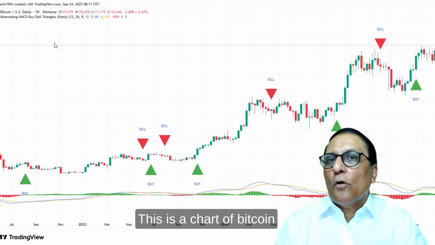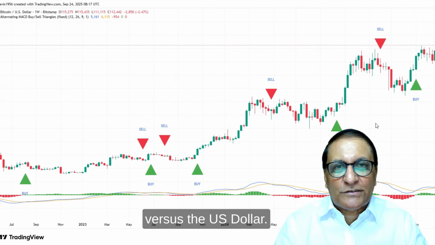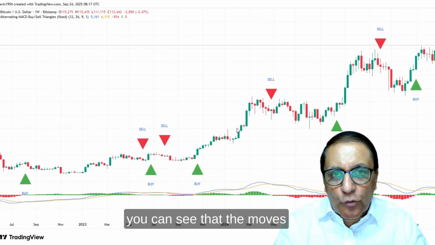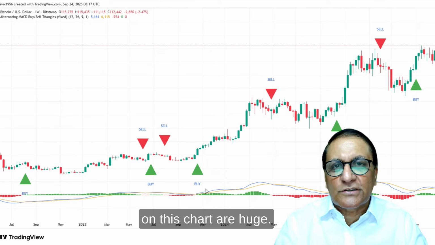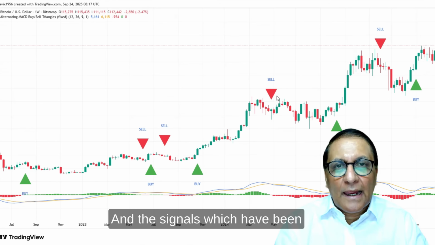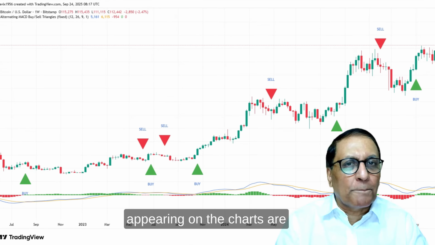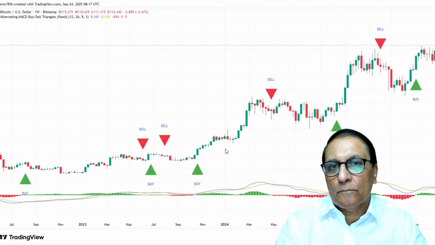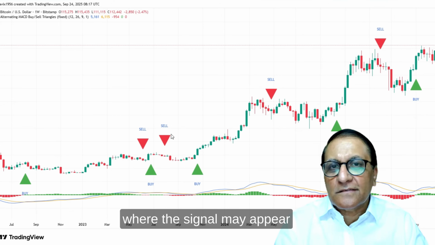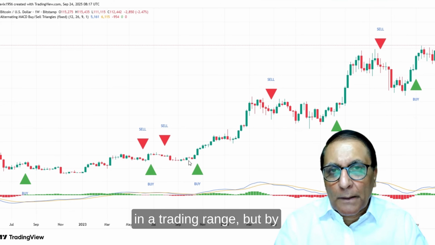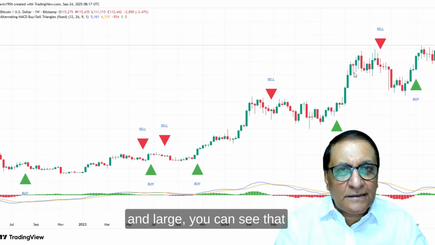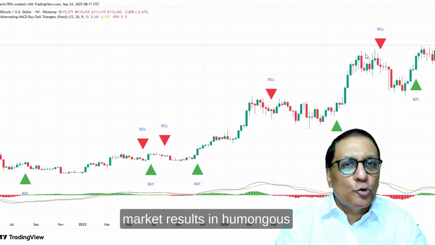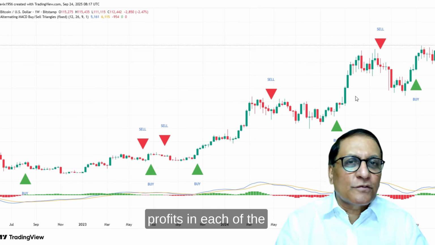This is a chart of Bitcoin versus the US dollar. Being the weekly chart, you can see that the moves being shown on this chart are huge, and the signals which have been appearing on the charts are almost cent percent correct. There are certain instances where the signal may appear in a trading range, but by and large, you can see that the trending section of the market results in humongous profits in each of the signals.